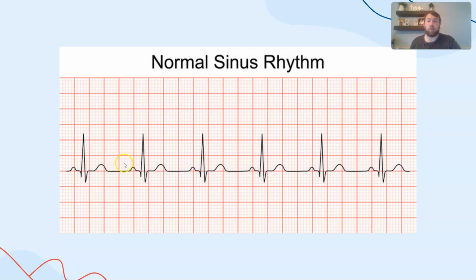So if I count the number of big squares here, you can see it's about a quarter to a third of a second between the last T wave and the first P wave of the next heartbeat. And you can see that each individual P wave has the same amount of space between it and the QRS wave, and the QRS wave has the same amount of space to the T wave. This would be a perfect sinus rhythm, meaning that this individual has a very strong normal heartbeat.